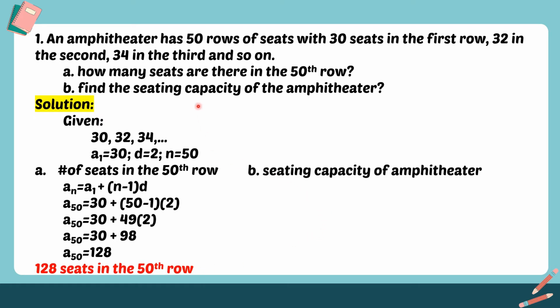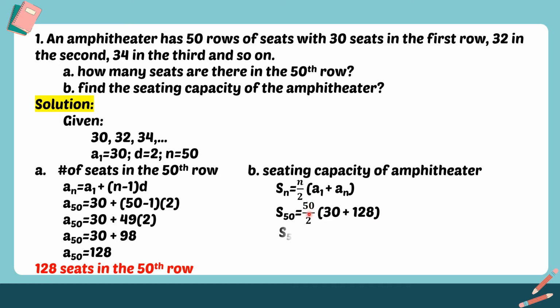Next naman, we need to find the seating capacity of the amphitheater. Para alam natin kung ilang tao yung kasya sa isang amphitheater na may 50 rows. So, ang gagamitin naman natin yung ating arithmetic series formula na S sub n is equal to n over 2 times the sum of a sub 1 and a sub n. Dahil nga, given na yung a sub n natin, dito na solve na natin siya, so pwede na natin itong gamitin na formula instead of using yung long method natin. So, substitute lang tayo. Ang value ng n natin ay 50. Ang a sub 1 natin ay 30. Ang a sub n natin ay 128.